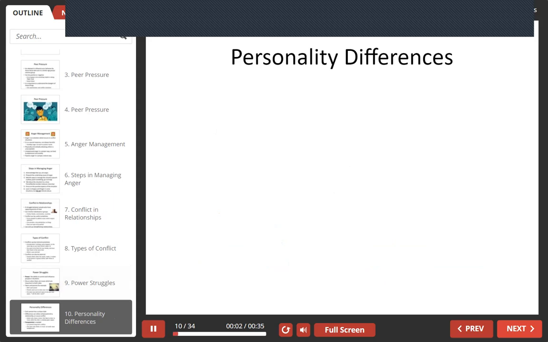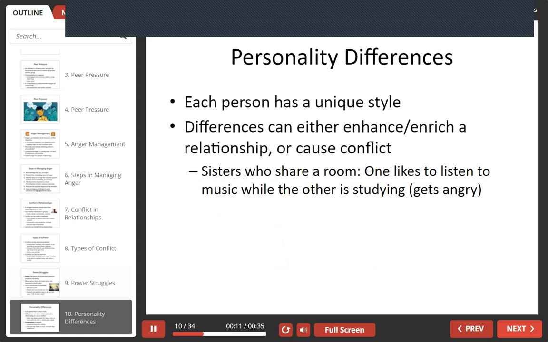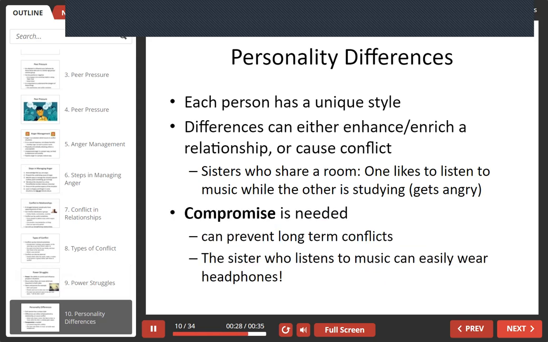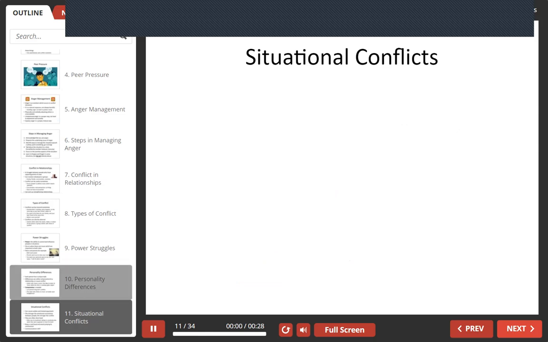Personality differences are also one of the most pressing conflicts within a relationship. Each person has a unique style, and differences between two people can either enrich a relationship, or cause conflict. For example, two sisters share a room. One likes to listen to music while the other is studying, and this causes anger between both. But then compromise is needed, which can prevent long-term conflicts. So the sister who listens to music can easily wear headphones.